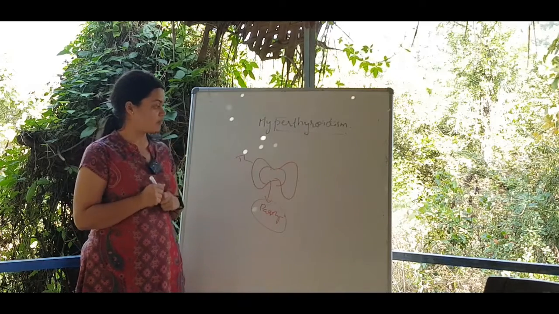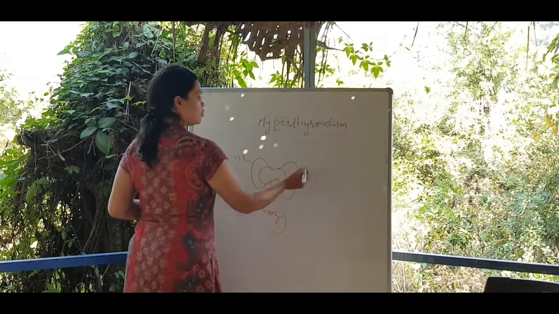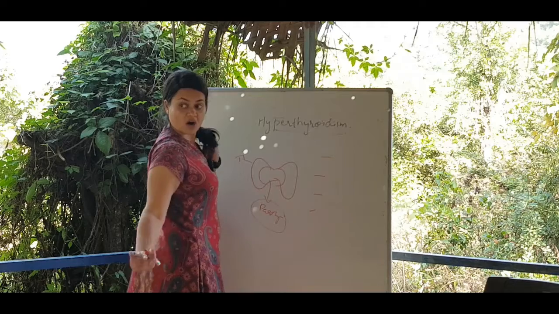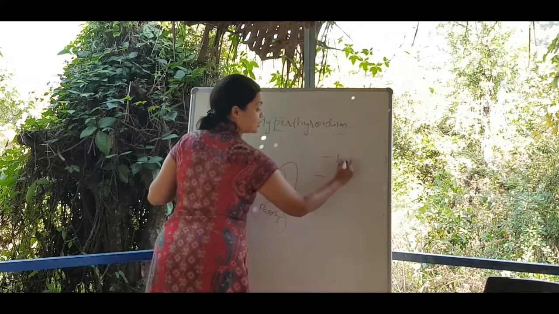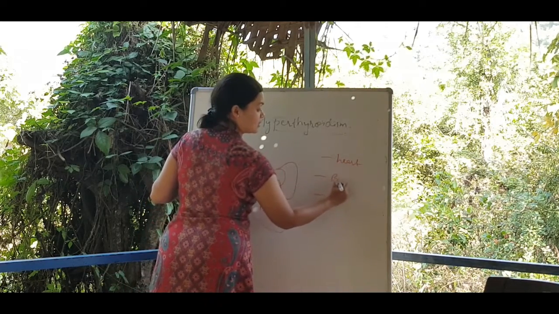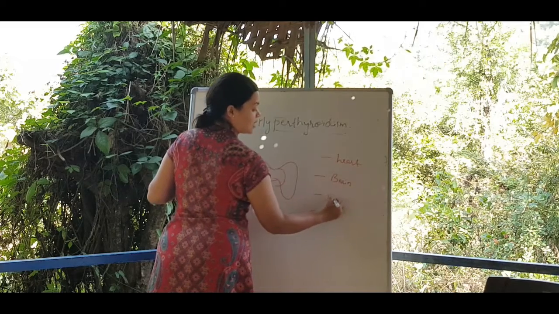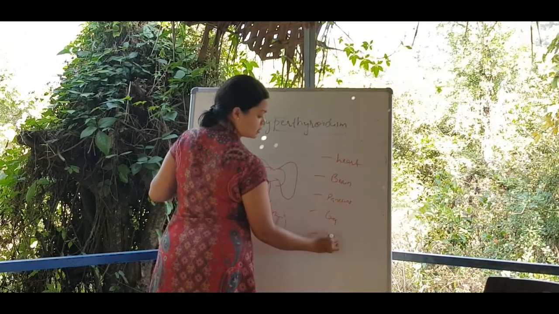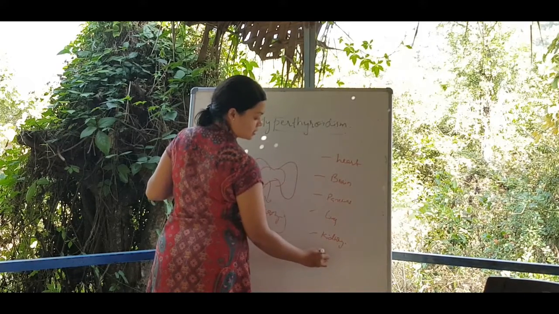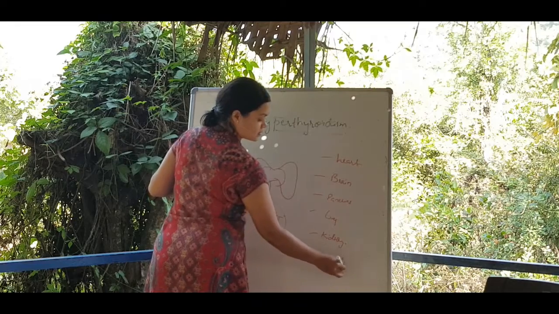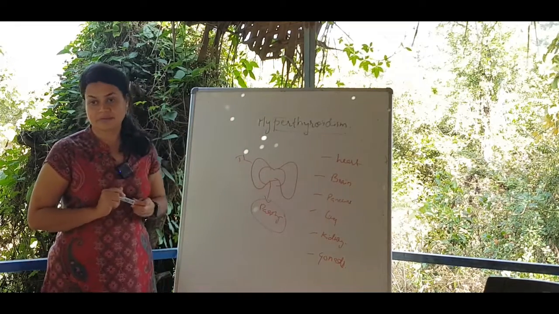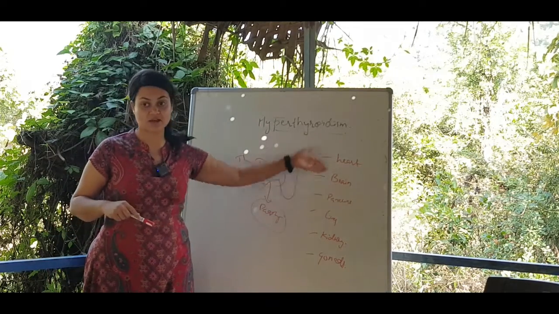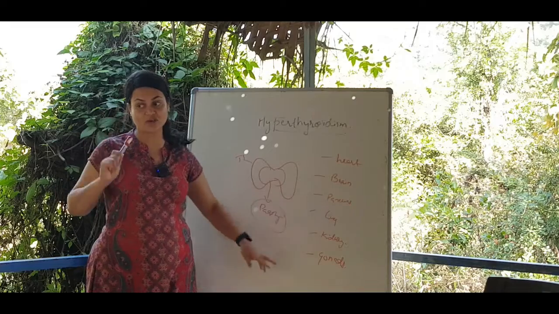Just mention which are the organs which are going to be affected because of the thyroid gland? All the organs, mostly heart, brain, pancreas, liver and kidney. Clear? And gonads. Clear? Because why do we have to consider all these things? According to this, we are going to give the yoga therapy.